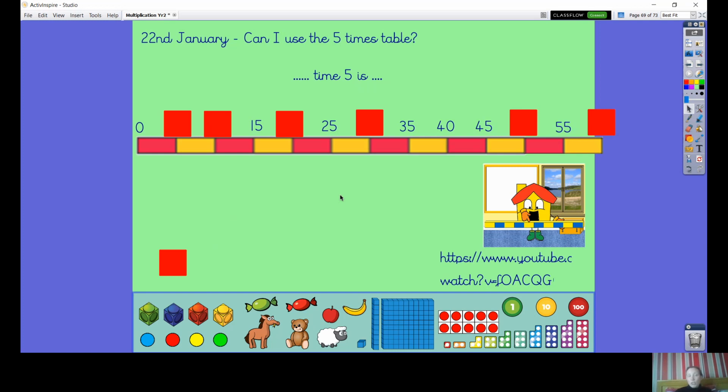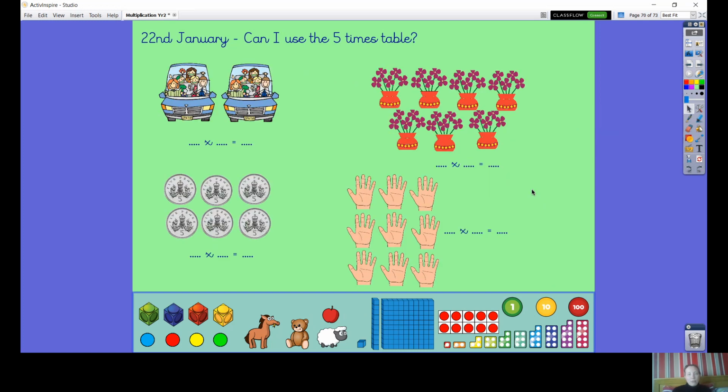Maybe ask an adult to point to one and see if you can remember which times table it is. Is it 1 times? 9 times? 12 times? Have a practice. Now you're really good at practicing your 5 times table. Let's link our 5 times table to some pictures.